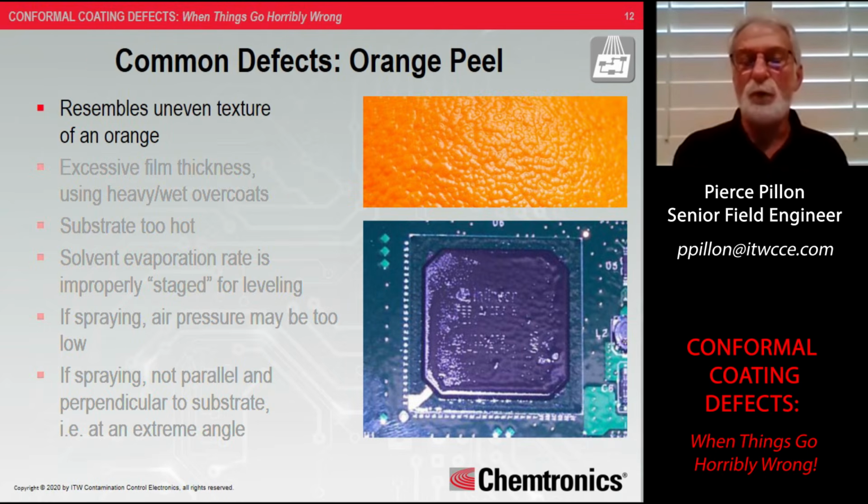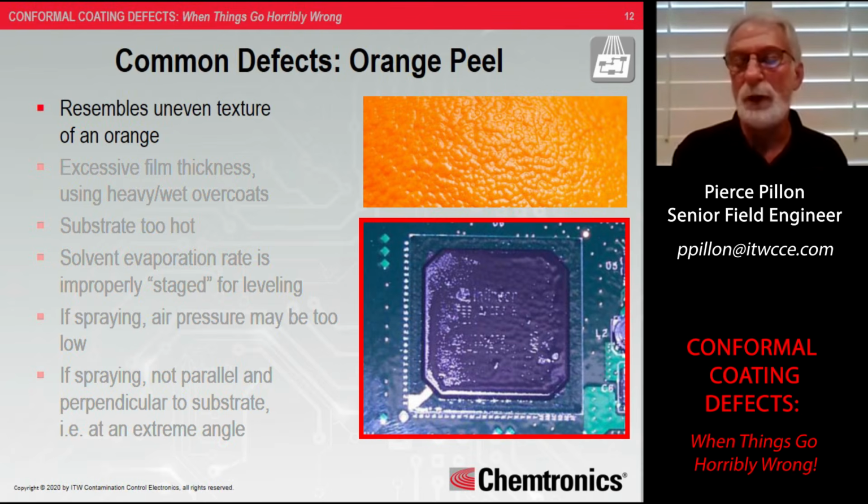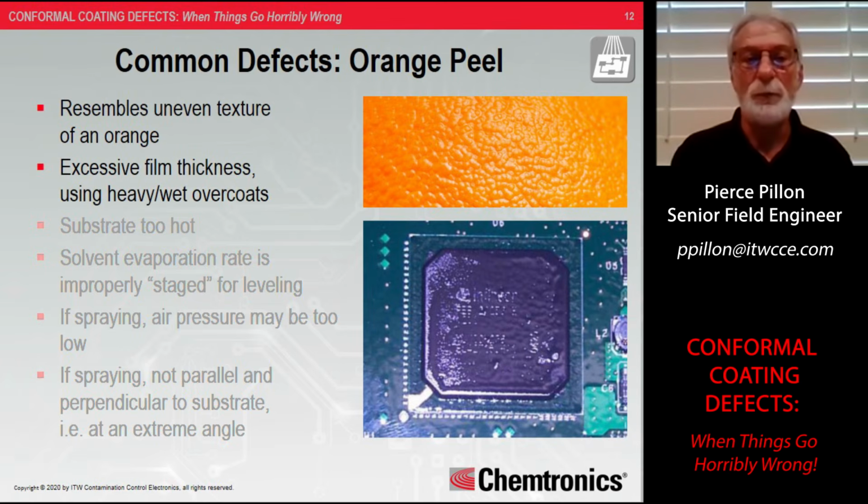Orange peel. It's a very rough, very uneven texture. You can see that. Actually, you can see the texture in the picture of the orange peel, but you can see it in that bottom picture on that component. Sometimes excessive film thickness and using heavy wet overcoats will cause this. Sometimes if you have a wet coat and you're applying another coating on top of it, that pressure from an aerosol, from a spray gun can kind of push it.